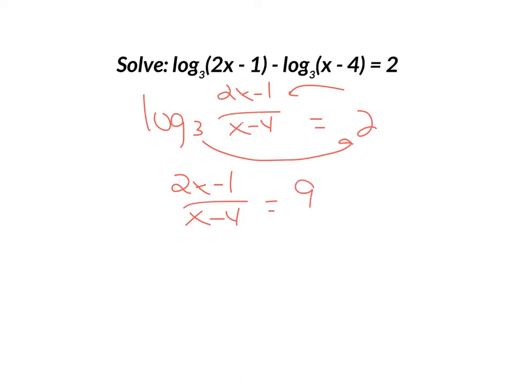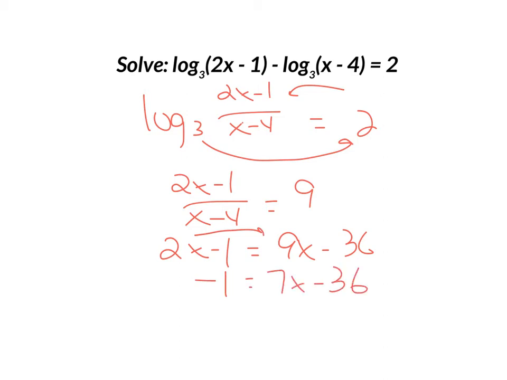Now, logs are gone. You should know how to go here. I'm going to cross multiply. Make it 2x minus 1 equals 9x minus 36. I just multiplied both sides by x minus 4. I'm going to take the 2x over here with the 9x, make it 7x minus 36. Now I'm taking the 36 over, make it 35, divide by 7. I get x is 5. Plug it in to make sure it doesn't make anything negative. It doesn't. And there you go. Hopefully it's starting to click here how we're doing these things.